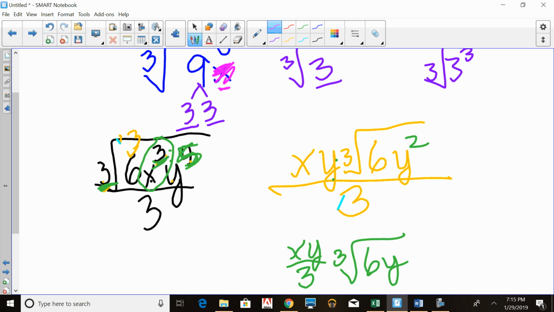And let's say this would have been x to the 8th. Well, now 3 goes into 8 two times, because 3 times 2 is 6, which leaves 2 x's left. So then you also have an x squared there.